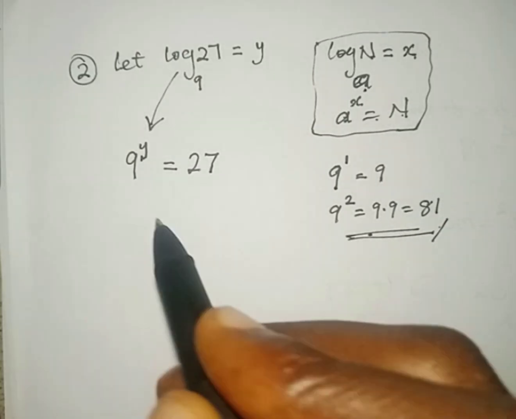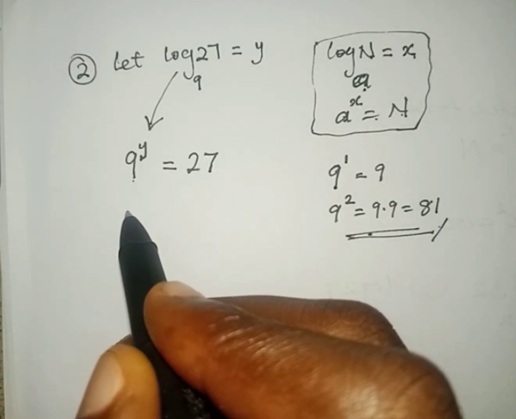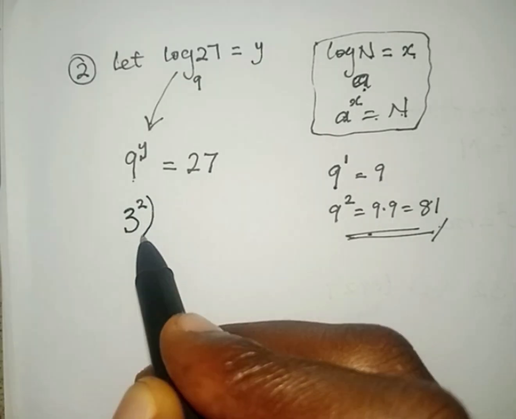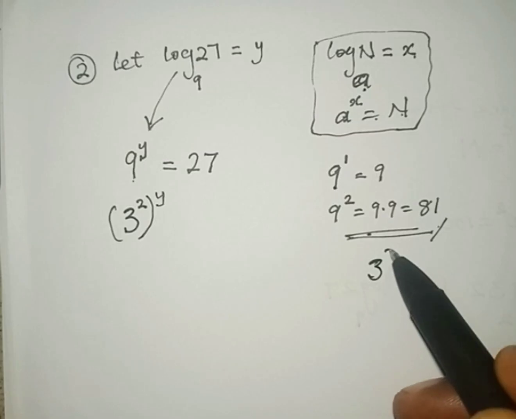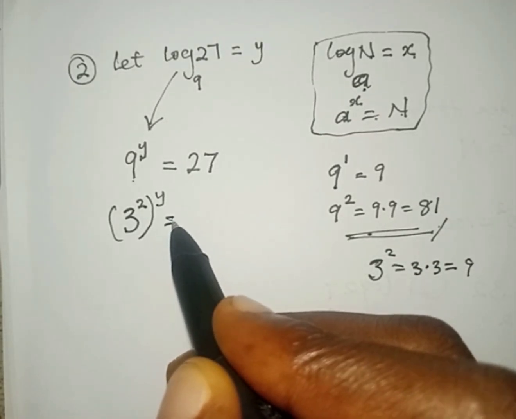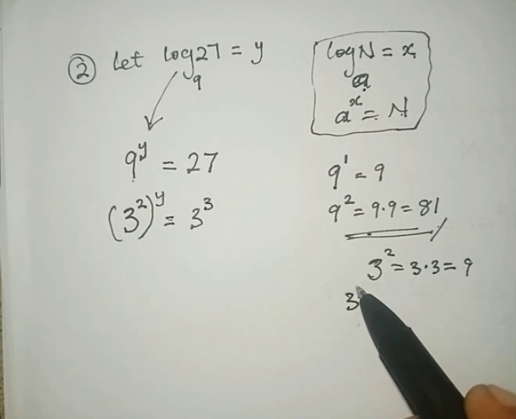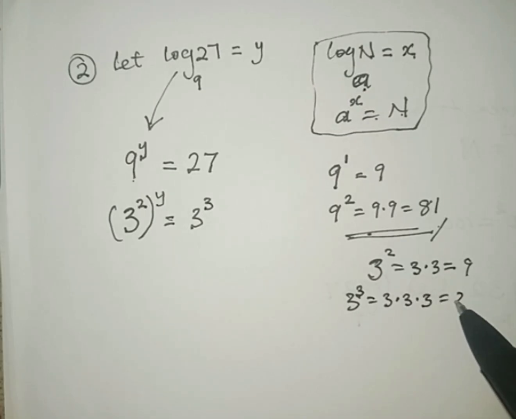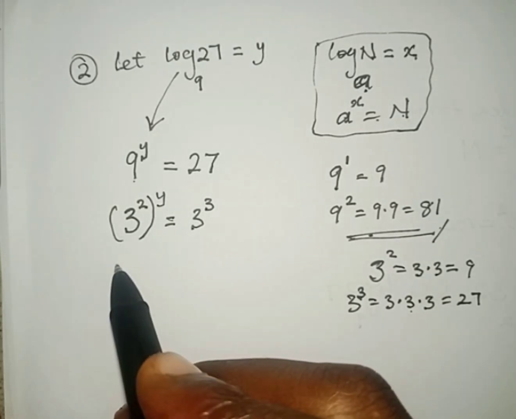So what we are going to do here is write 9 in base 3, and 27 can also be written in base 3. So we say 9 is 3 raised to the power 2, then to power y. Remember, 3 raised to the power 2 is 3 times 3, which is equal to 9. 27 is 3 raised to the power 3, which is 3 times 3 times 3: 3 times 3, 9; 9 times 3, 27. So we have written in the lowest common base.